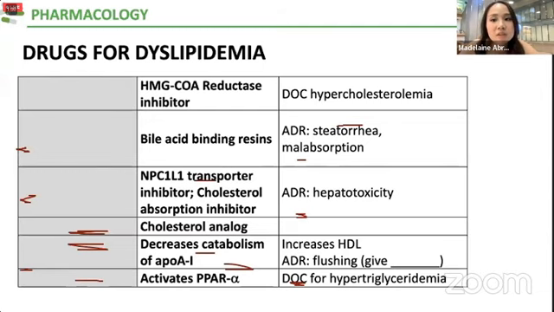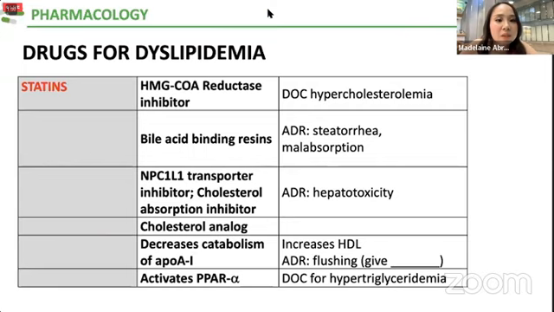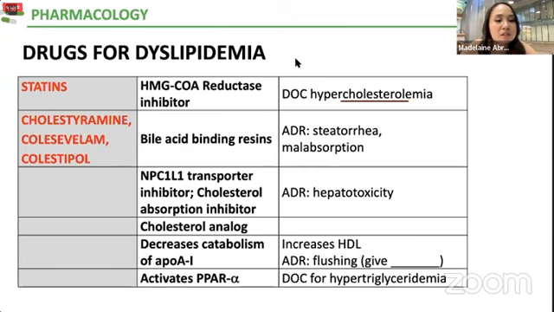Okay, so doon naman tayo sa drugs for dyslipidemia na tatanong sa boards. Pag tinanong, drug of choice for hypercholesterolemia, answer, your statins. So, cholesterol. Paano naman kung resins? Ang resins natin, your choles. These are bile acid resins, kailangan tandaan your adverse effects, your steatorrhea, malabsorption. For your ezetimibe, or your NPC1L1 transporter inhibitor, liver. Okay? Liver toxicity. Your statins can also cause liver and muscle toxicity. Remember that. Okay? Statins, liver and muscle.